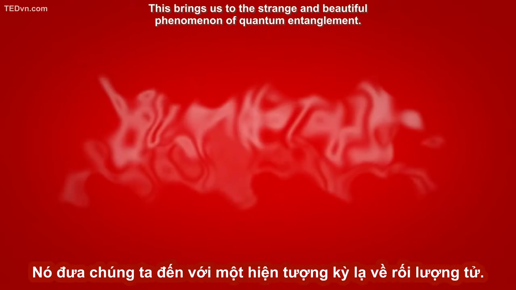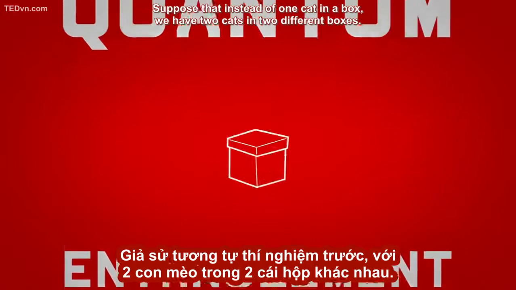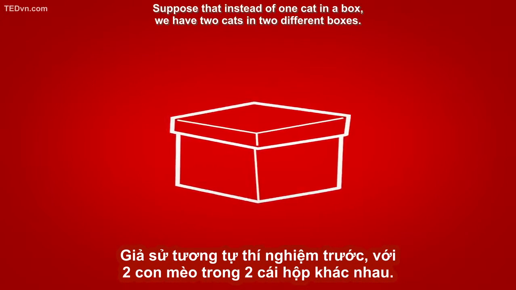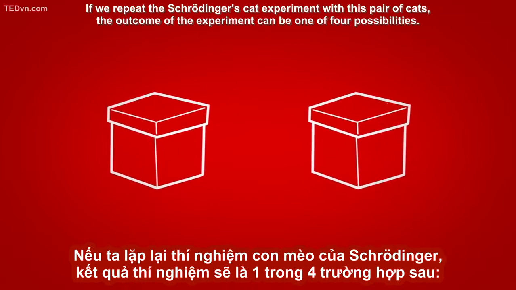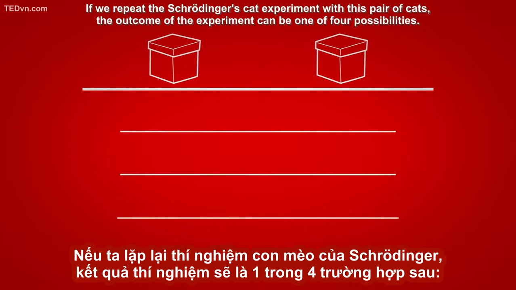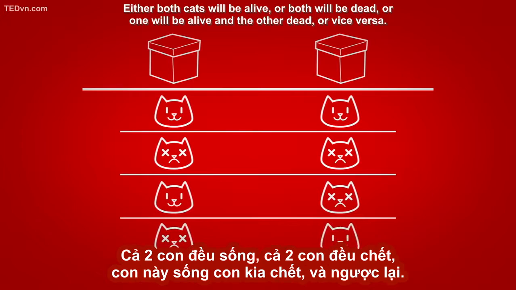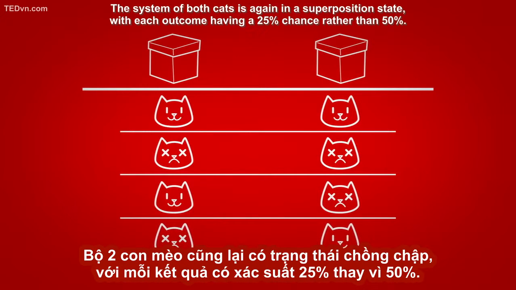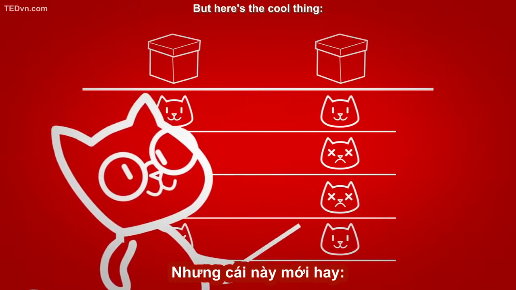This brings us to the strange and beautiful phenomenon of quantum entanglement. Suppose that instead of one cat in a box, we have two cats in two different boxes. If we repeat the Schrödinger's cat experiment with this pair of cats, the outcome of the experiment can be one of four possibilities. Either both cats will be alive, or both will be dead, or one will be alive and the other dead, or vice versa. The system of both cats is again in a superposition state, with each outcome having a 25% chance rather than 50%. But here's the cool thing.